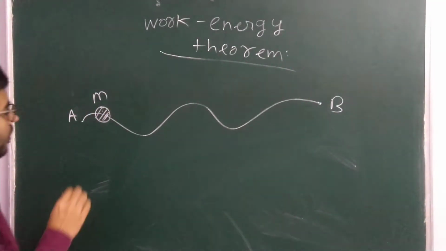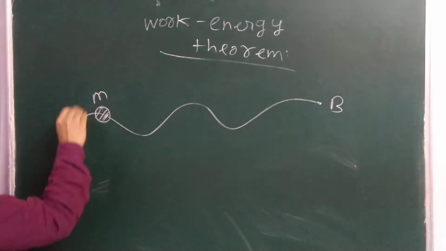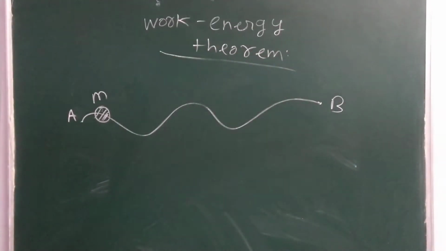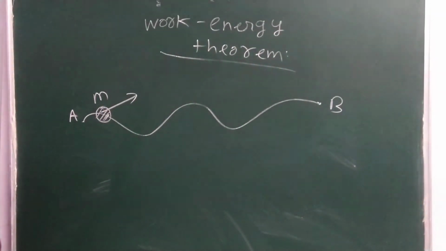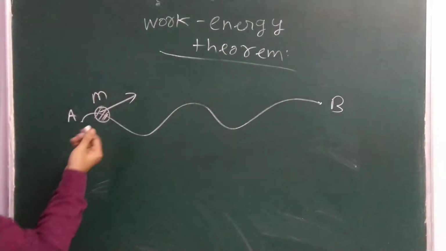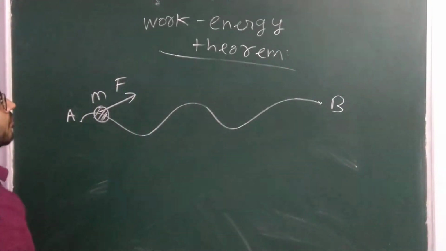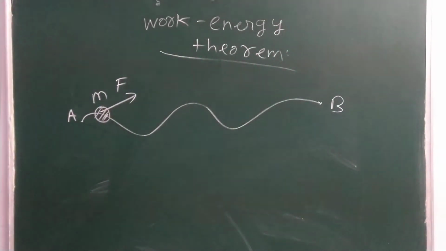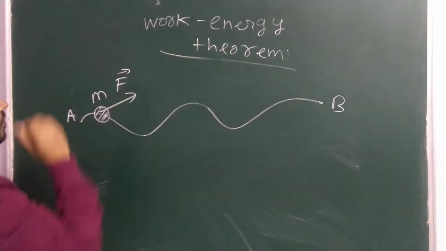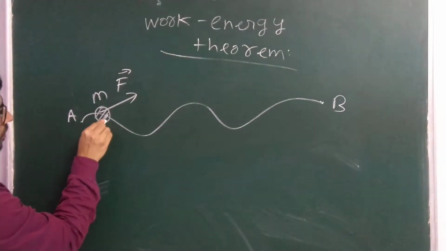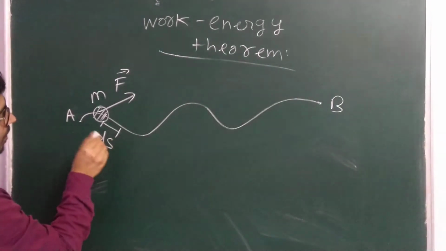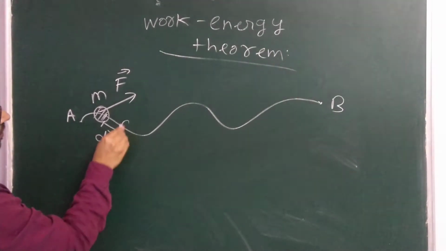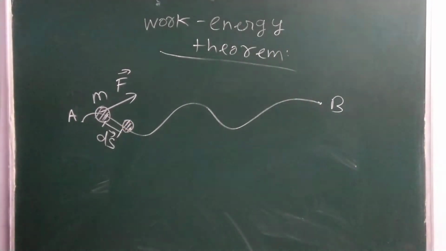Alright. Let us say that there are several forces acting on this particle, and let's say that due to all of them, the force which is acting over here is F. Okay. Let us say that this is the force which is acting on this one. And due to this force, there is a slight displacement of this particle, let's say ds.